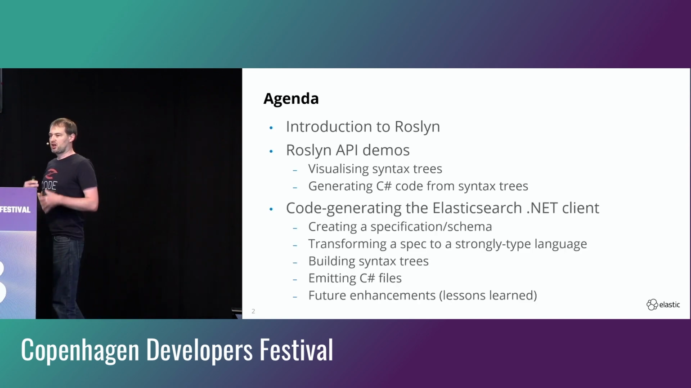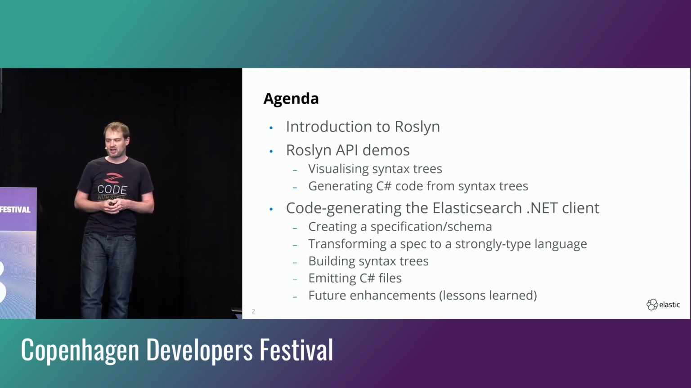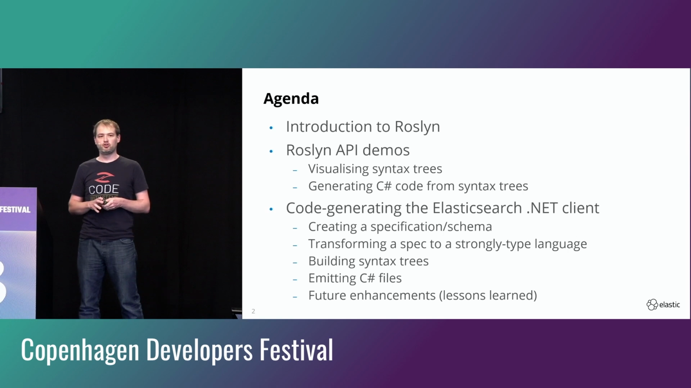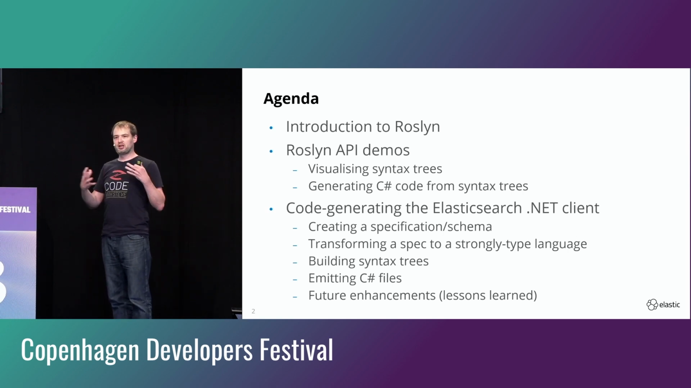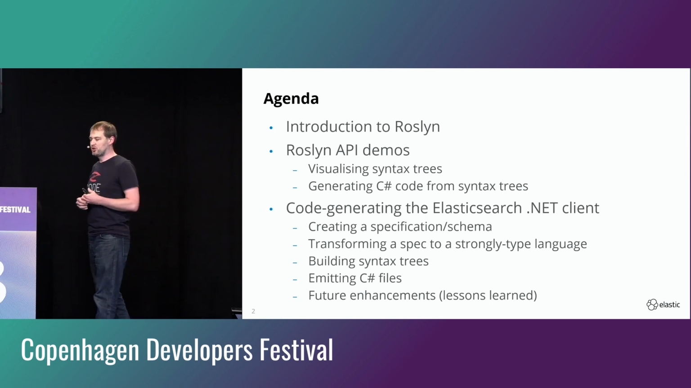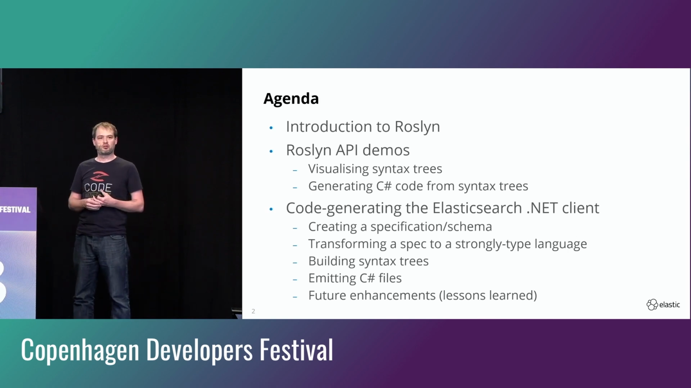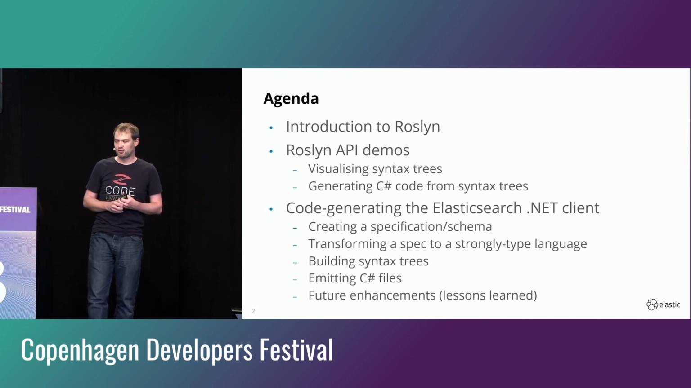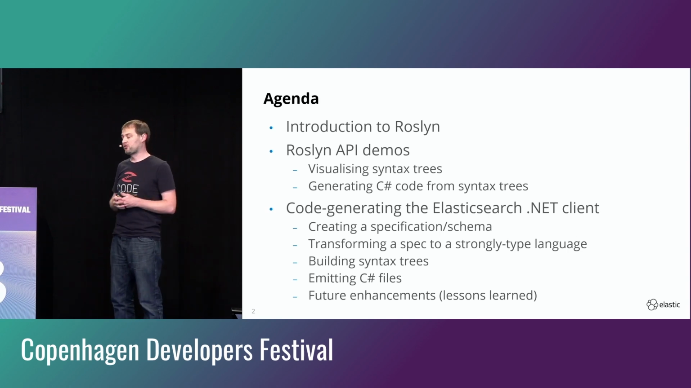All of these bits that I'm going to be talking about are grounded in a practical application that I had to code-generate a new version of the client for Elasticsearch. And so I'm going to talk a little bit towards the end about the specifics of that: how we came up with a schema to define what that API needs to do, how we transform that spec into something that we can define in a strongly typed language like C#, how we build up the syntax trees, emit the C# source files, and ultimately what I've learned along the way.